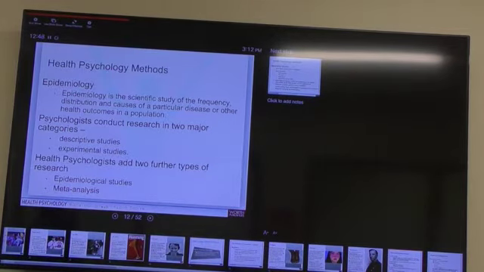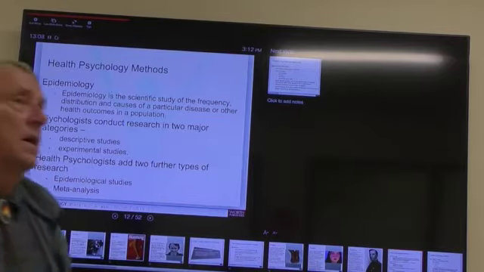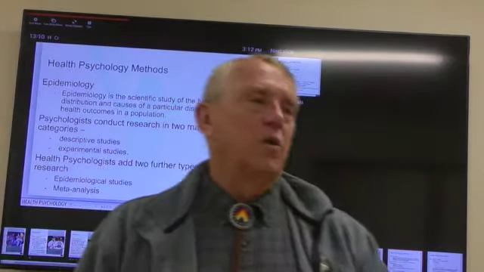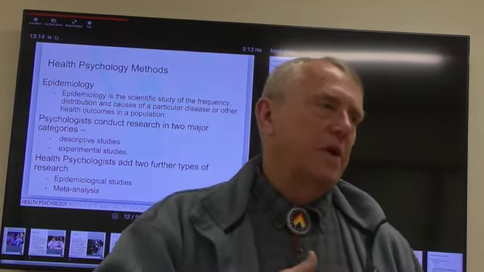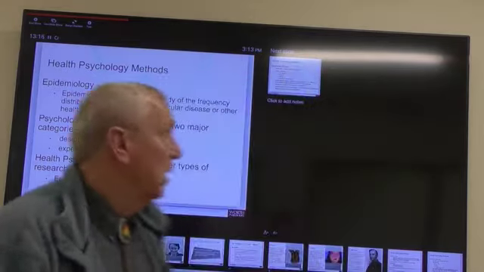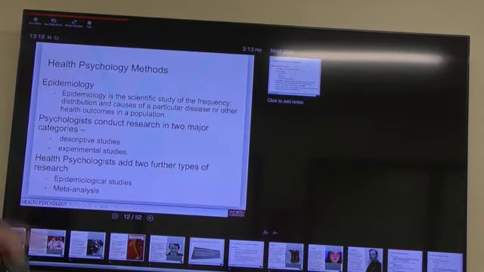That's how we came up with schizophrenia. That's how we came up with borderline personality disorder, with antisocial personality disorder. We did epidemiological studies. And the other thing we do is meta-analysis. So let's say we're looking at video game addiction. We look at people that have done studies on video game addiction. We look at all of those studies and we put them all together.